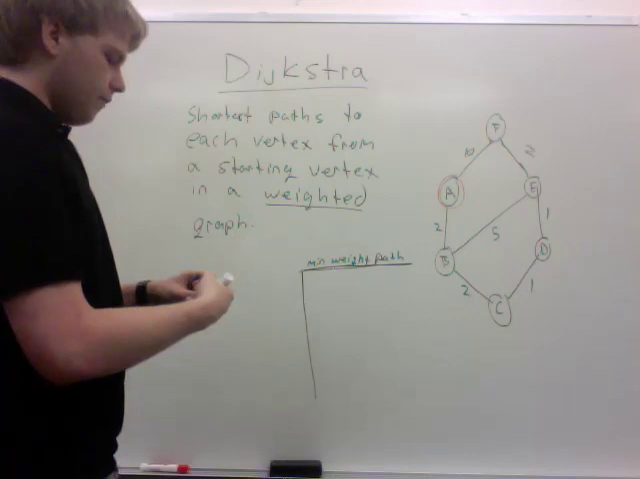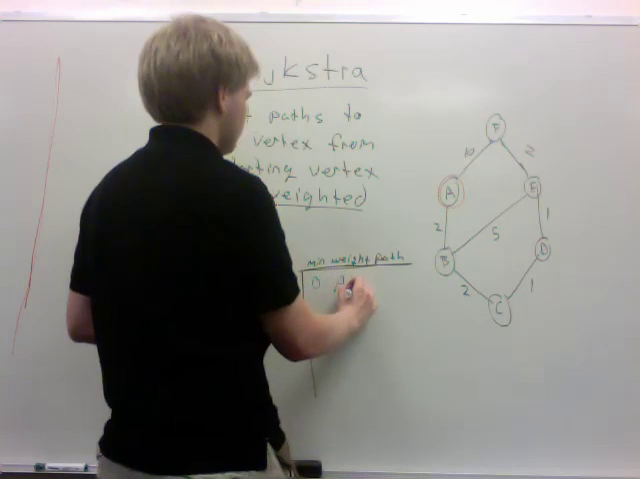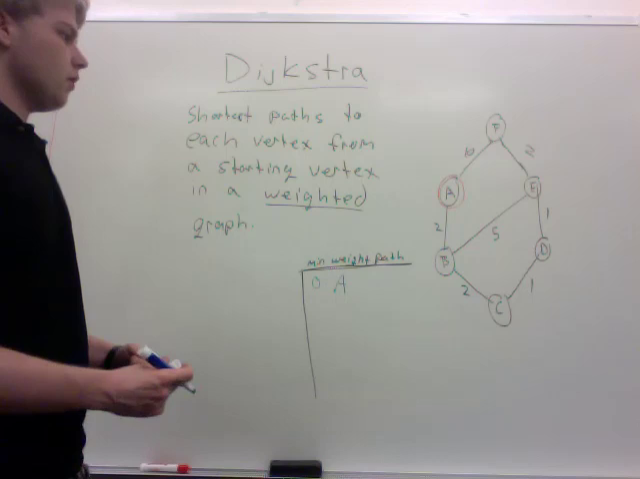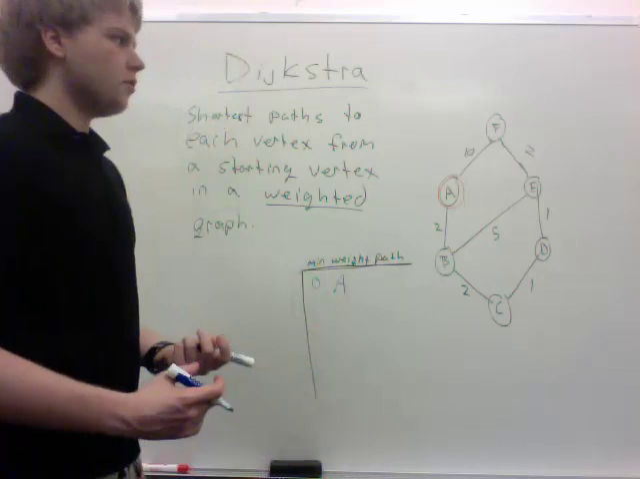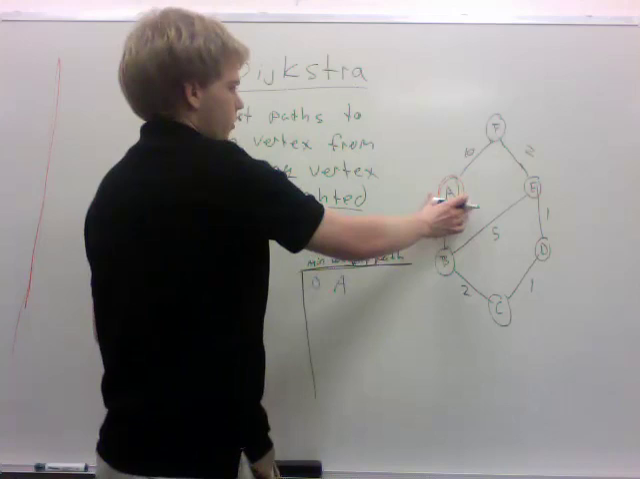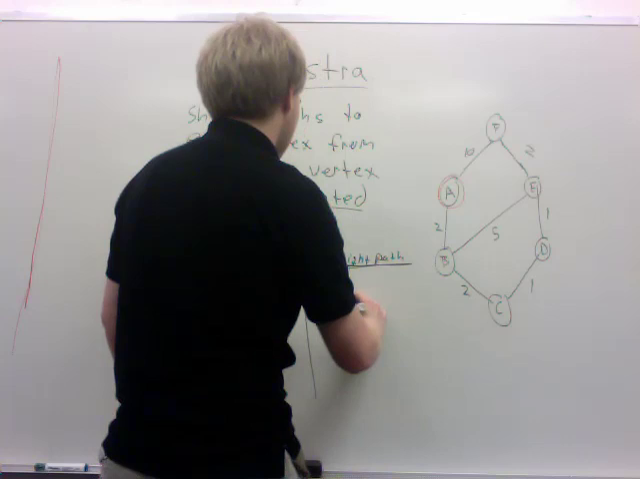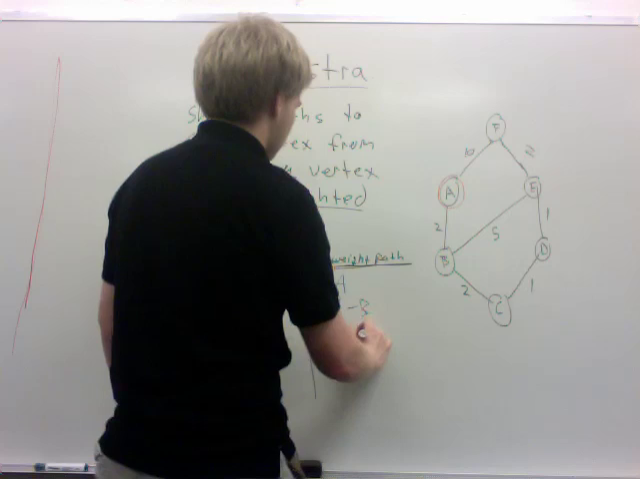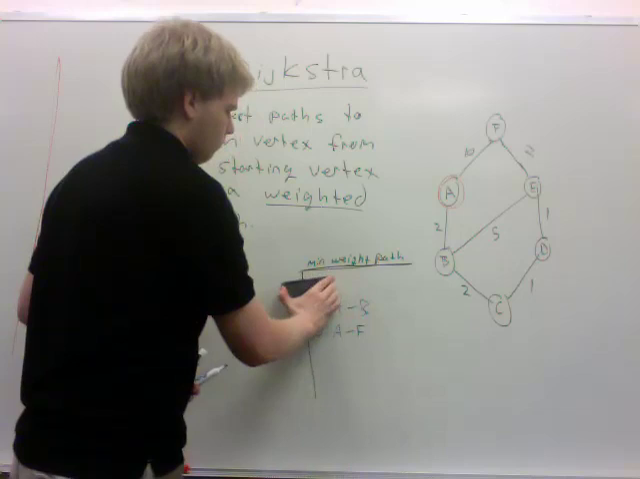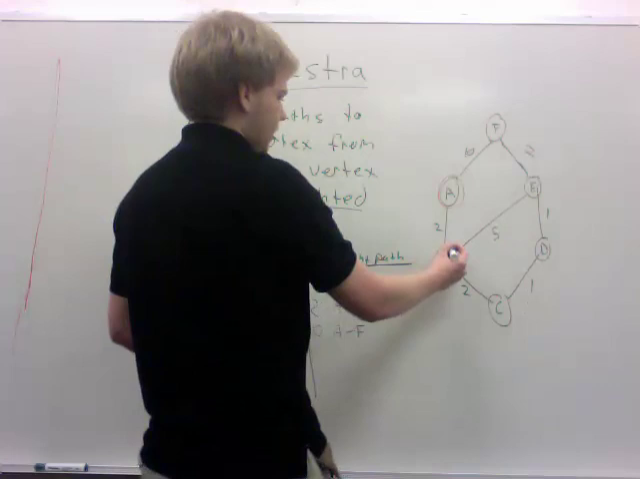First we're just going to start off with the path A, and it's just a degenerate path, so it has weight 0. There's nothing really going on. Now we're going to look at A's adjacent vertices. A is adjacent to B and F. So we're going to add two more paths to our priority queue. We'll add a path from A to B, and this is going to have weight 2. And we'll add a path from A to F with weight 10. Okay, now we're done with that.